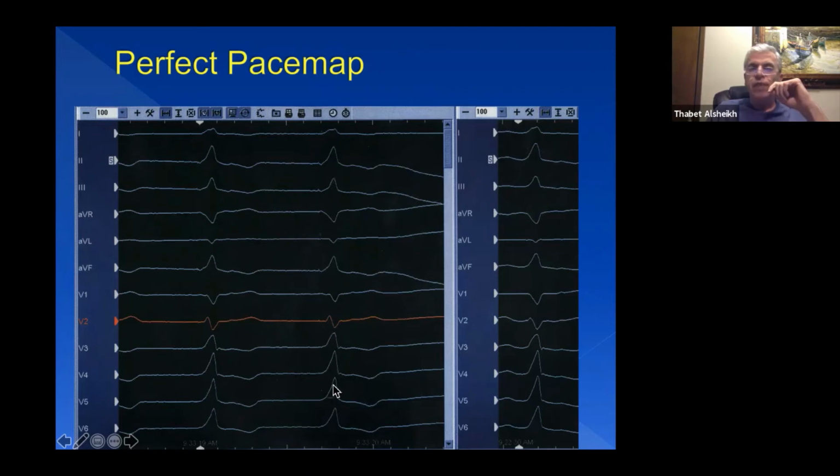And this is the 12 lead ECG of the paced beats. Compare it to the 12 lead ECG of the PVC itself. Identical. 12 out of 12 match. You pace from the site, you get the exact same morphology. You are very early at the site. These two things give you a lot of confidence that ablation in that spot should give you success.